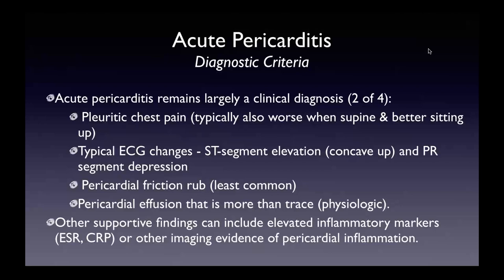Pericardial friction rub is probably the least common of the four criteria, and it's also difficult to hear at times. When you do hear it, it's actually quite remarkable. And then a pericardial effusion that is more than trace or physiologic, and that's one of the reasons why echocardiography is commonly ordered for these potential diagnoses. You can have other supporting findings, including elevated inflammatory markers like ESR and CRP. And as well, you can have other imaging evidence of pericardial inflammation by CT and by CMR, but you probably wouldn't want to order these on a routine basis for simple pericarditis.